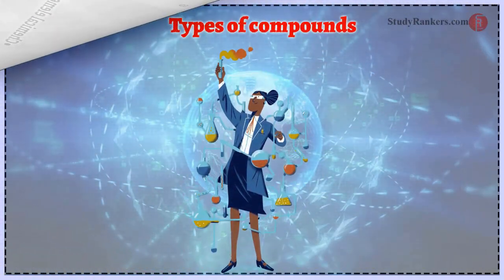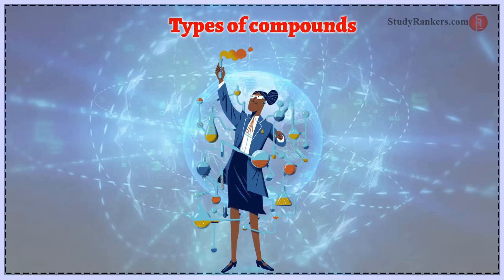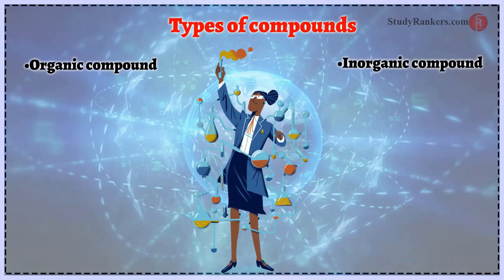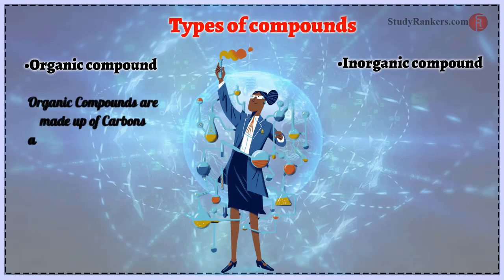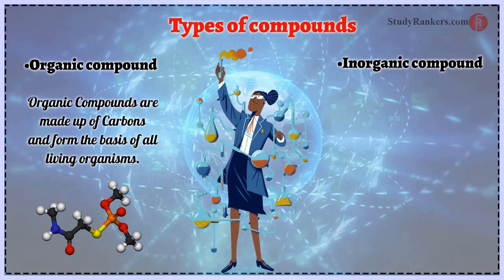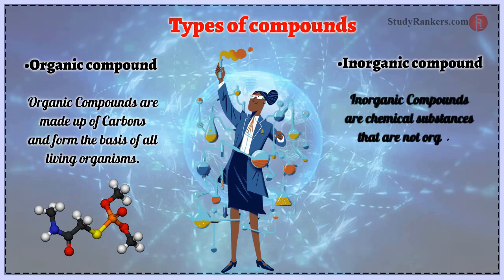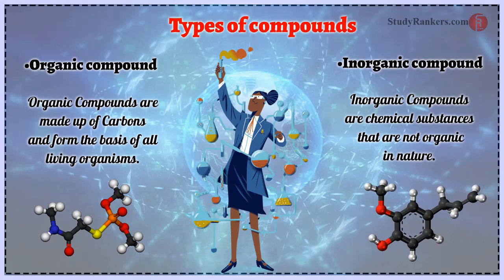There are 2 types of carbon compounds, organic compounds and inorganic compounds. Organic compounds are made up of carbon and form the basis of all living organisms. Inorganic compounds are chemical substances that are not organic in nature. Inorganic compounds consist of carbonate and bicarbonate compounds along with oxides of carbon.